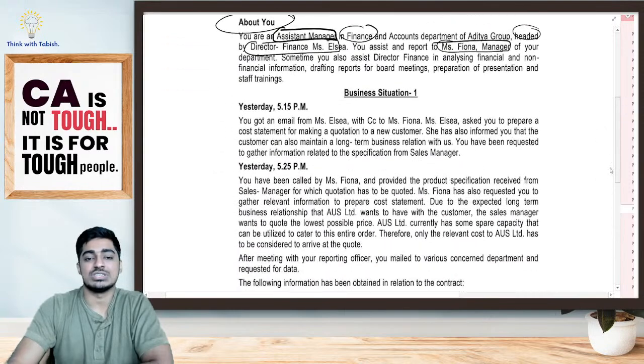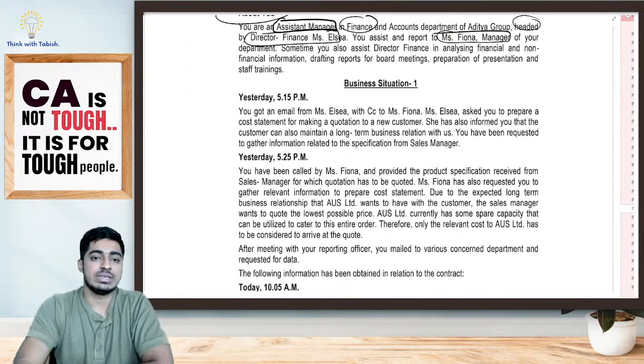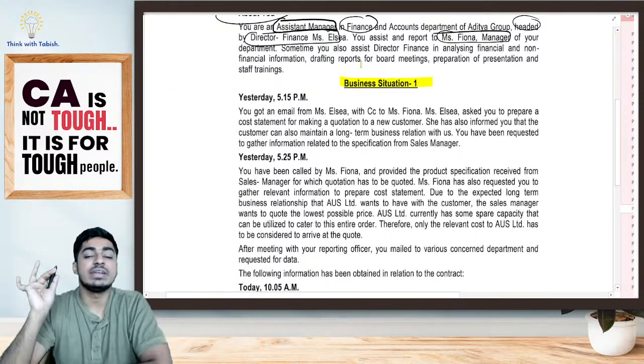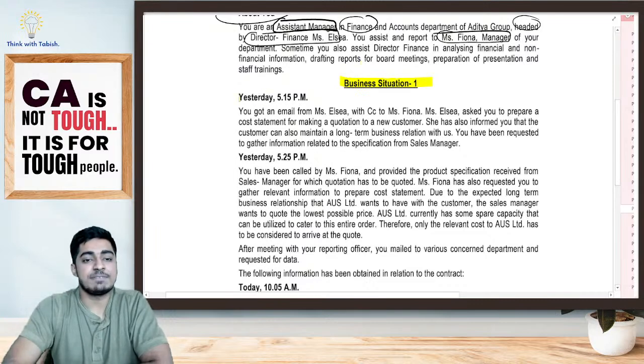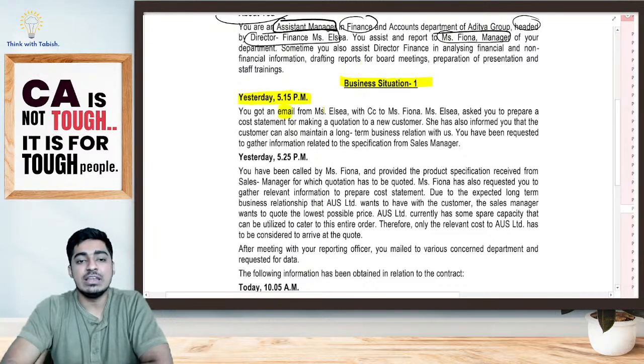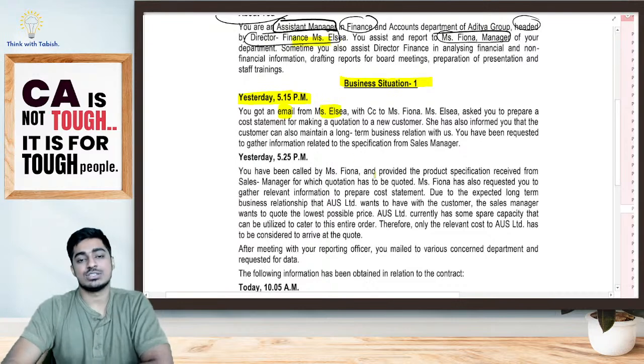Now business situation 1. From here, things are going to be relevant. Till here, it was completely story. Now, yesterday, 5:15 p.m., I got a mail from LC. Who is LC? LC is the Director of Finance. What is the mail telling?